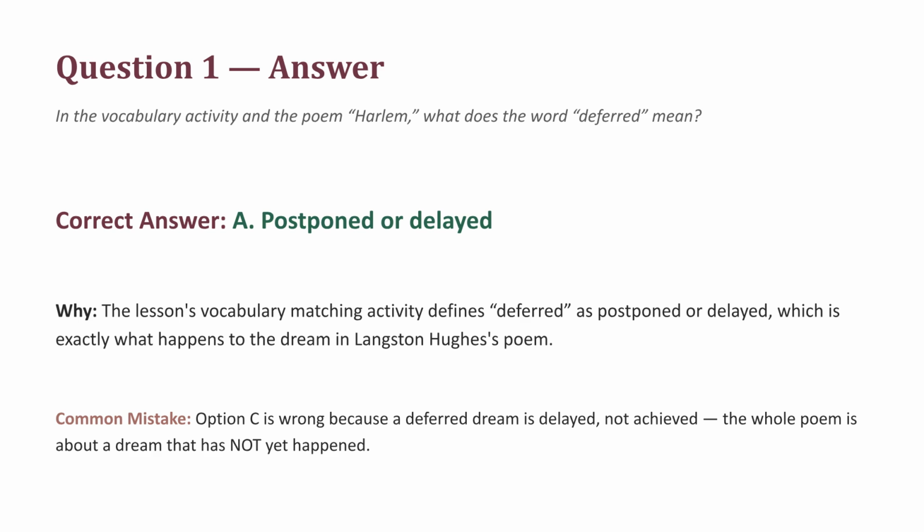Cognitive level: understanding. The correct answer to question 1 is A. Postponed or delayed. The lesson's vocabulary matching activity defines deferred as postponed or delayed, which is exactly what happens to the dream in Langston Hughes's poem. Option C is wrong because a deferred dream is delayed, not achieved. The whole poem is about a dream that has not yet happened.